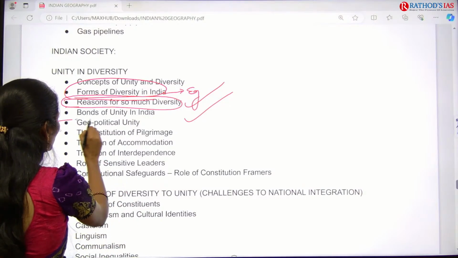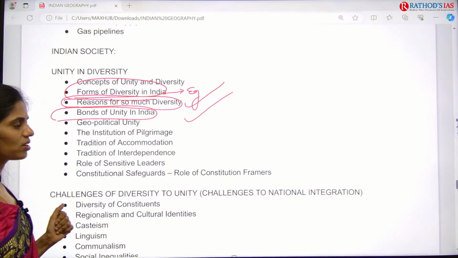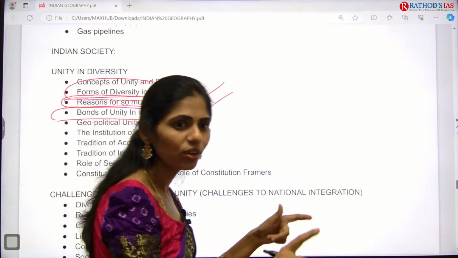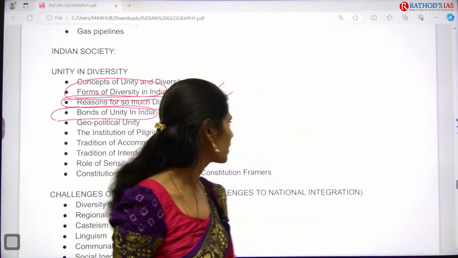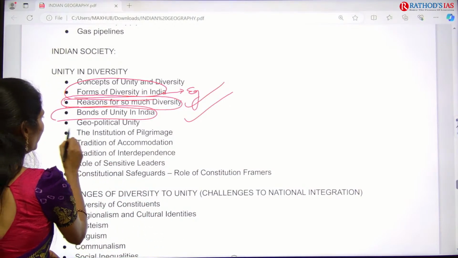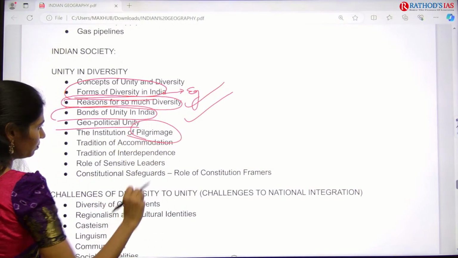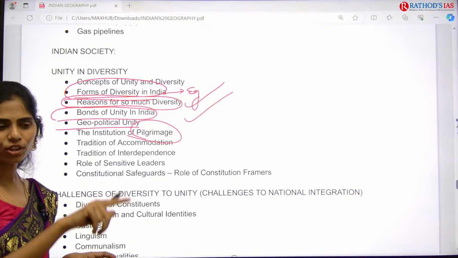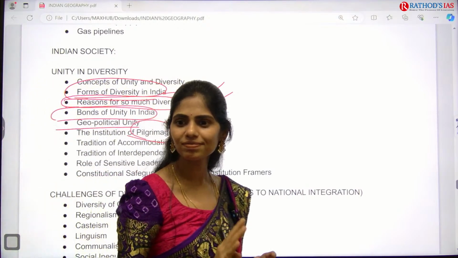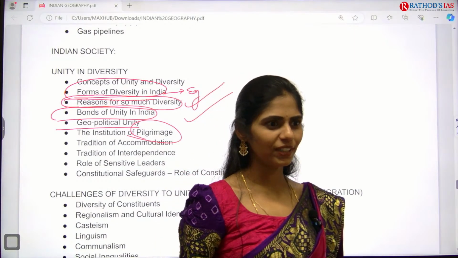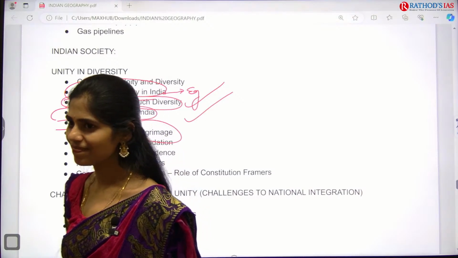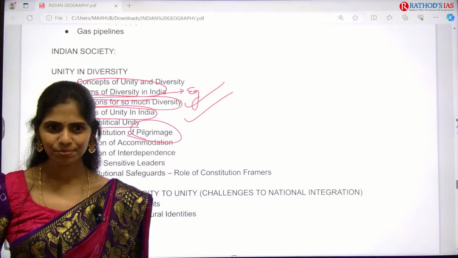And the next one is you have to know what are the bonds of unity in India, the question that I asked. So what are the reasons for unity in diversity in India? And next you have to know about the institution of pilgrimage also. Why is pilgrimage very important? So how many of you visit pilgrimage places, for example Tirupati, Srisailam, Kasi, Puri?